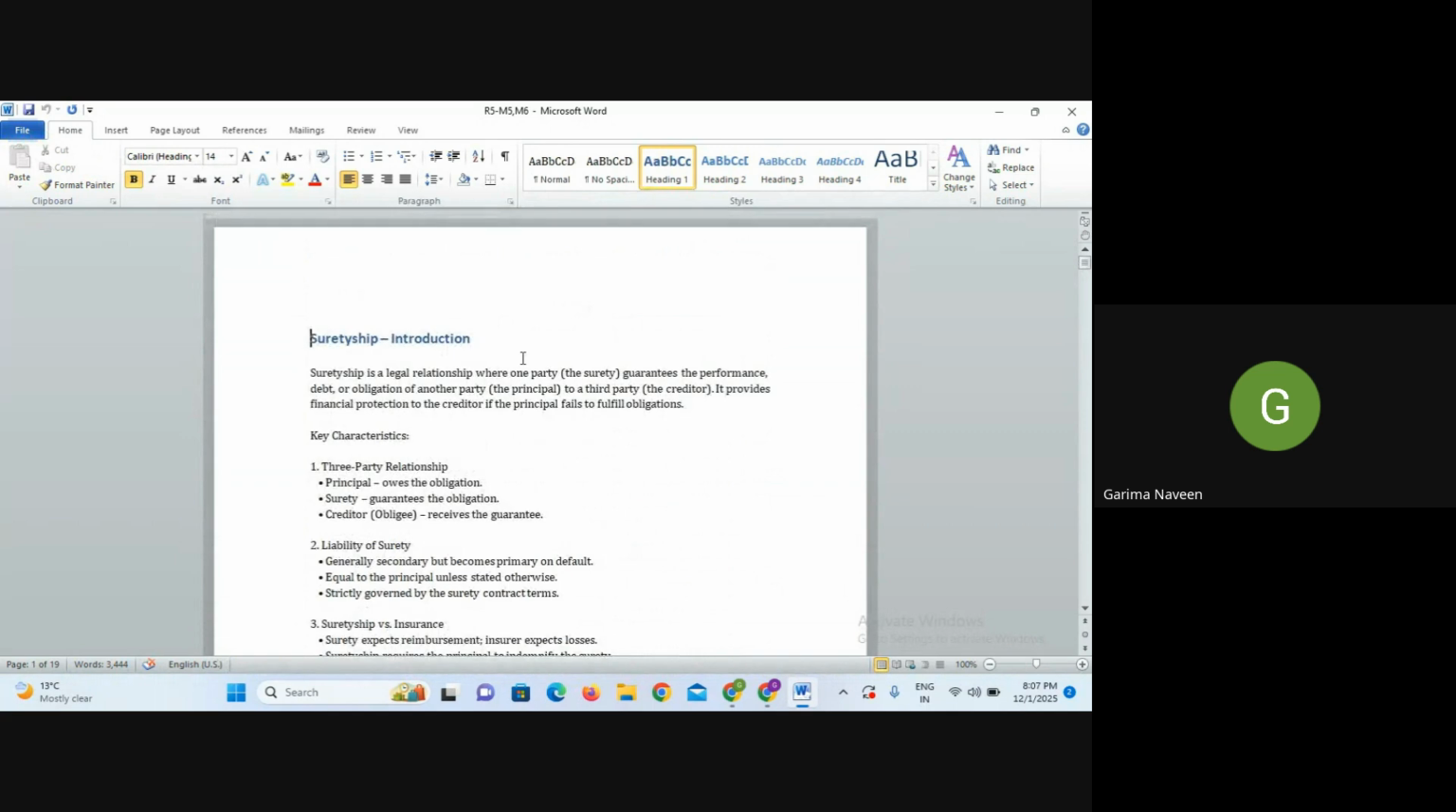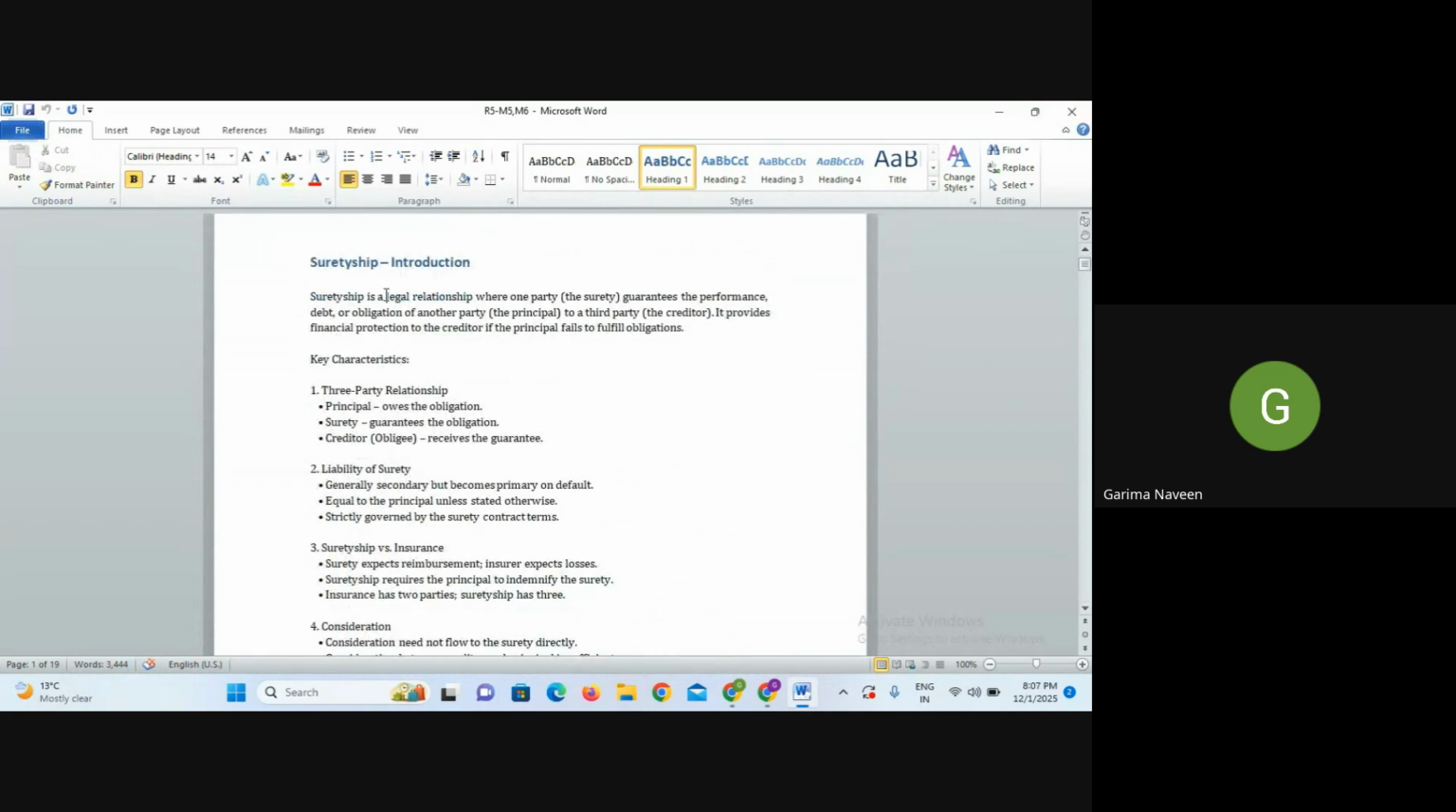So, first of all, what is suretyship? Basically it is a legal relationship wherein one party, which is often called the surety, guarantees the performance, debt, or obligation of another party to a third party. Suppose A and B come into some legal relationship, like A has given a debt to B, or B has given a debt to A. So in this case, A and B have a creditor and debtor relationship.